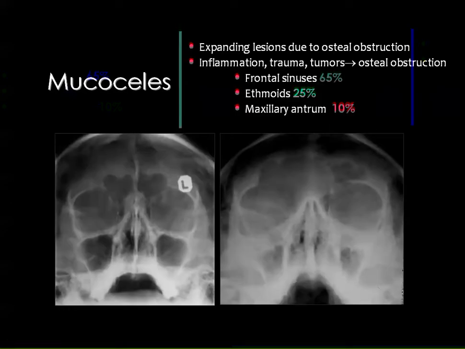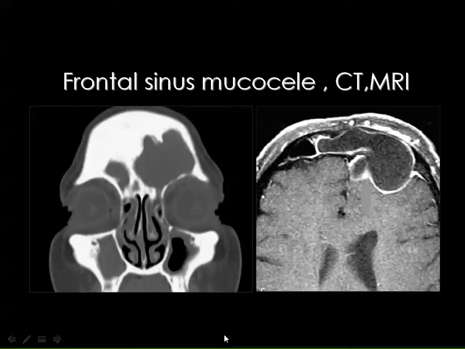Then we come to the mucoceles, and this means that there is obstruction of the drainage site of the sinus, resulting in retained secretion and progressive enlargement and rarefaction of the sinus bony margins. Mucoceles are very common in the frontal sinuses, less common in the ethmoids, and least common in the maxillary antra. This is the normal appearance of the frontal sinuses, and here the left frontal sinus is clear, but the right one is opaque and expanded, suggestive of a mucocele in the frontal sinus.